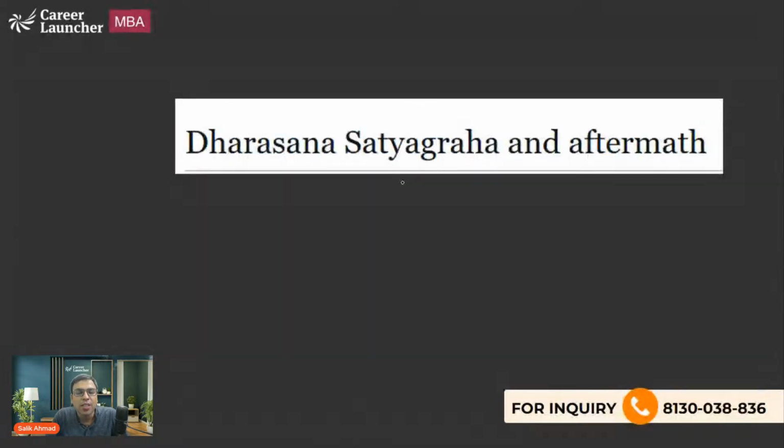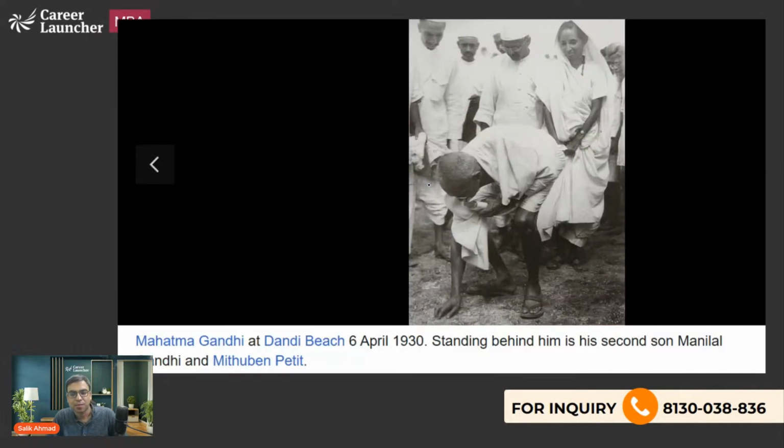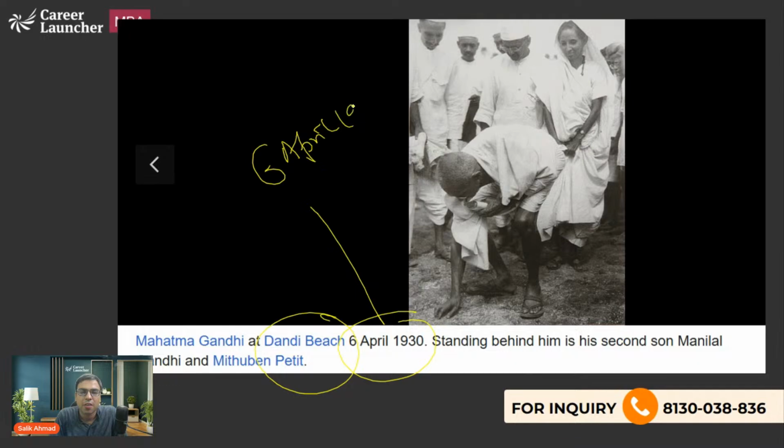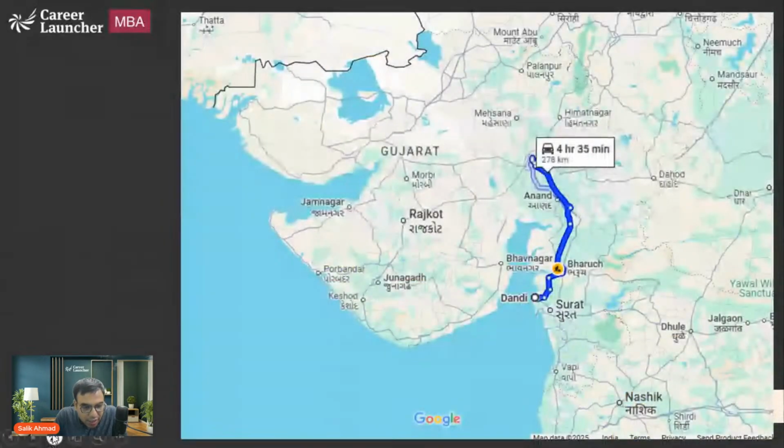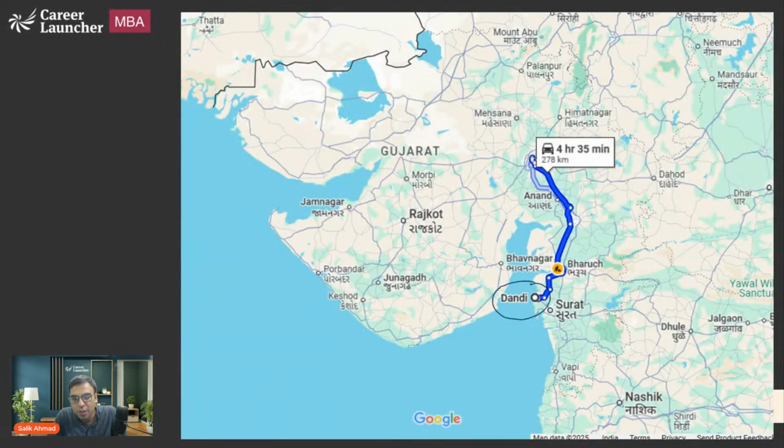Similarly, let's talk about the Dharsana Satyagraha and its aftermath. We have discussed that Mahatma Gandhi, at Dandi Beach on 6th April 1930, violated the salt law by taking the salt in his hand. So after 6th April 1930, once he had reached Dandi from Sabarmati, he violated the salt law by taking the salt in his hand.